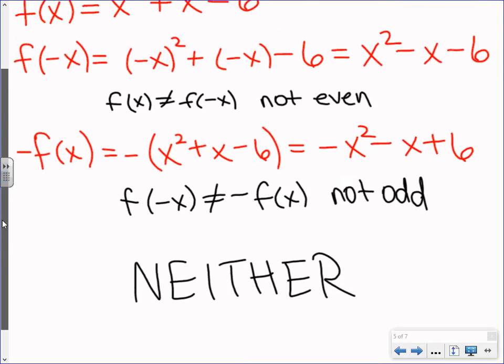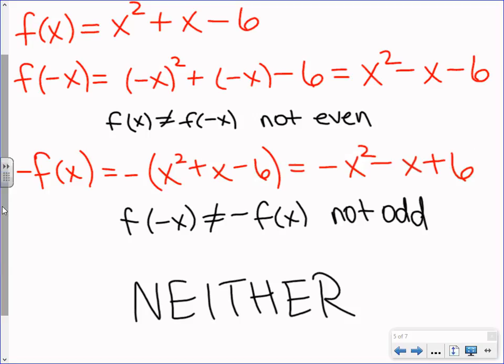Here's what's important. You're using x's. You are not using any numeric values. You're using f of negative x. You're using negative f of x. Second thing that's important is that I showed all of my work to come to the conclusion of neither. Showing your work with your algebra is your verification that, yes, this is neither.